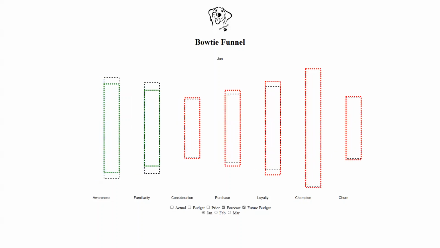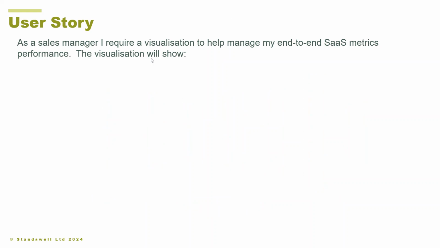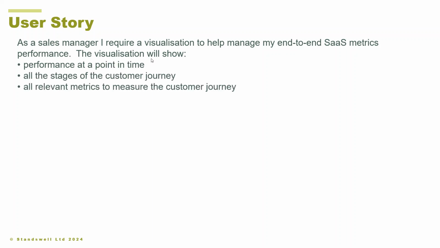However, we also want to package this up into a more interesting and complete business analysis project. So if we start with a high-level user story that could give business context to this, it could be as follows. As a sales manager, I require a visualization to help manage my end-to-end SaaS metrics performance. The visualization will show performance at a point in time, all the stages of the customer journey, all relevant metrics to measure the customer journey, performance compared to the prior period, budget, and forecast.